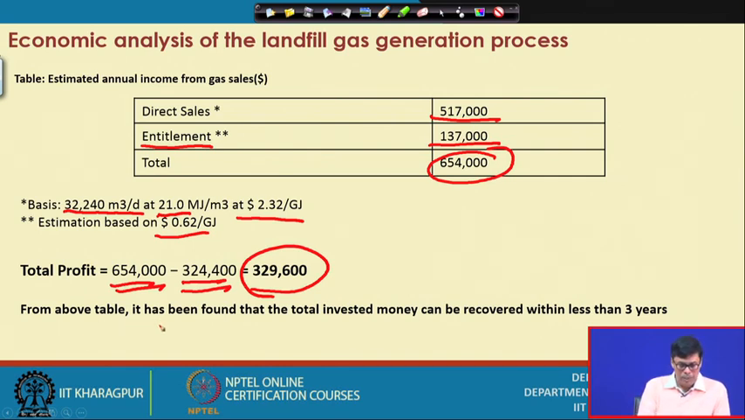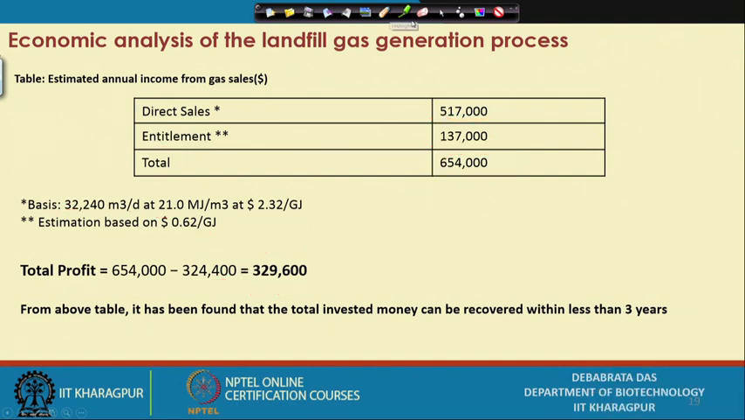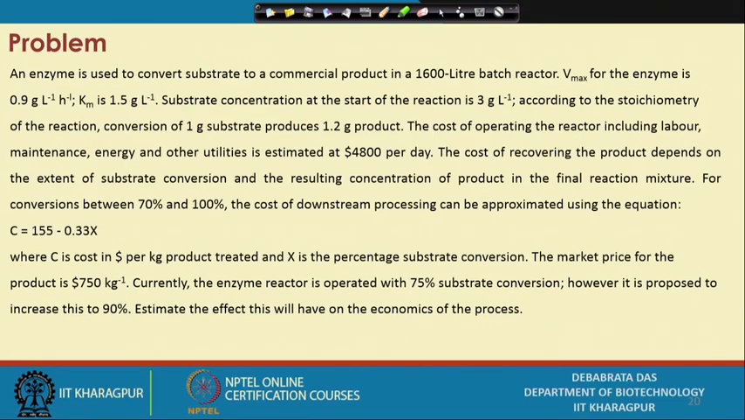From the above table, it has been found that the total investment money can be recovered within less than 3 years. So I told you the age of a landfill is usually 5 to 10 years. That means for the remaining 2 to 7 years they can run with profit.